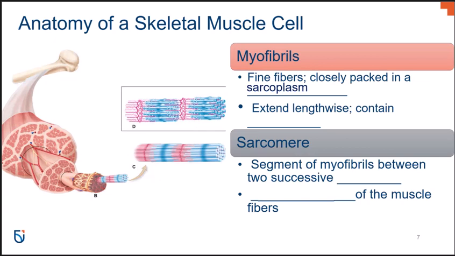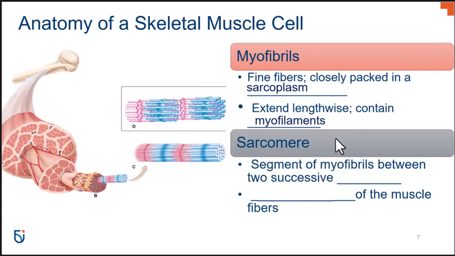They extend lengthwise throughout the cell, which we can sort of appreciate here. It looks like a grouping of really small straws. And they contain myofilaments. And we'll talk about those coming up. So once again, myofibrils contain myofilaments. And we can say that a muscle fiber contains myofibrils, which contain myofilaments.